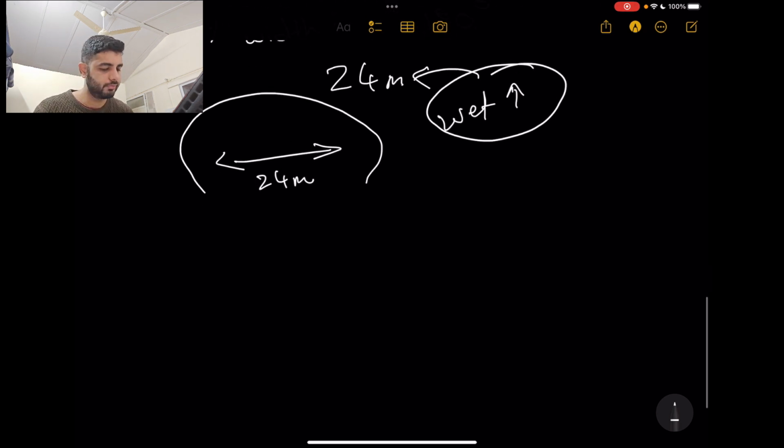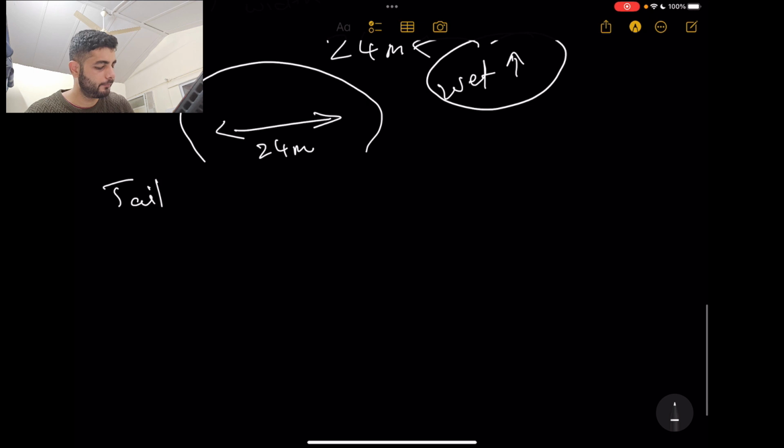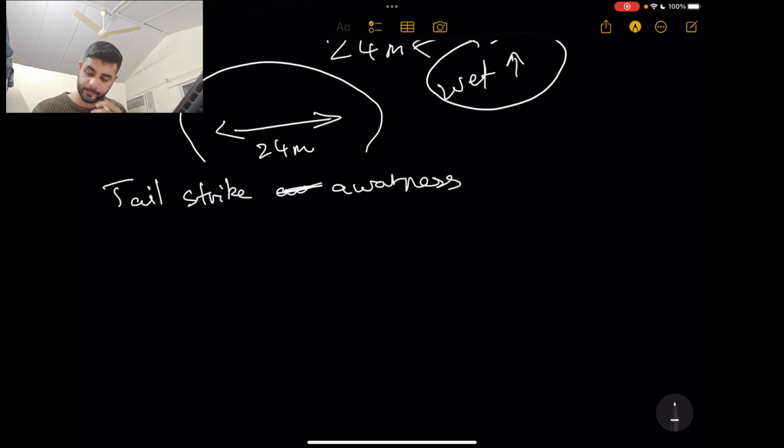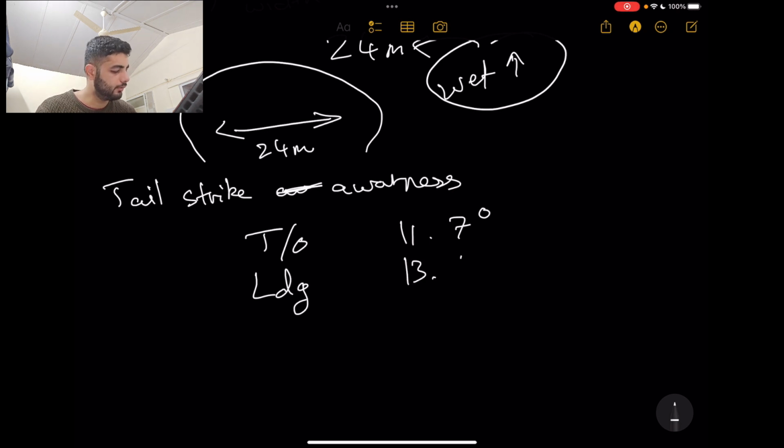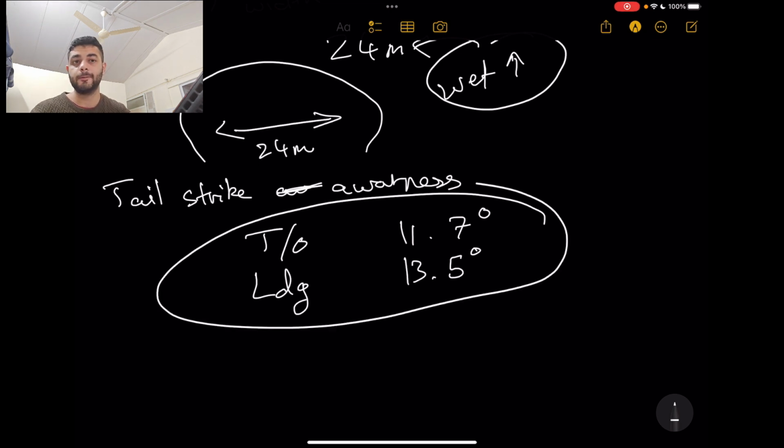Okay, next thing is your tail strike awareness. Tail strike awareness for takeoff is 11.7 degrees and for landing it is 13.5 degrees. Now people will say Airbus has said you can do 5 degrees for 3 seconds, or 3 degrees per second for 5 seconds. So you get 15 degrees as a total. That is over time limit.